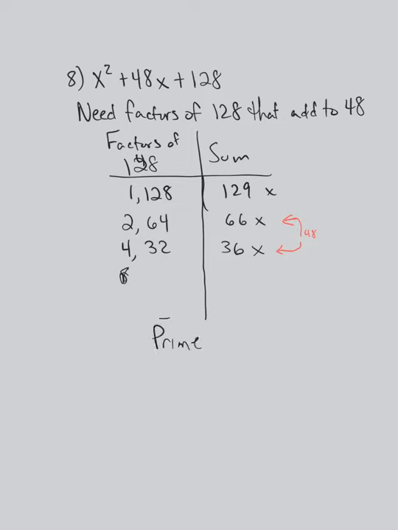Now, prime's a little tricky because there's not a way to check that. So whenever you say something's prime, you might want to go back and make sure you covered all the possibilities, at least up to the place where it passed over what you're looking for.